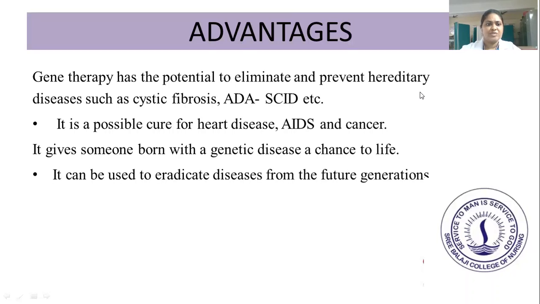And what are the advantages? Gene therapy has the potential to eliminate and prevent hereditary diseases such as cystic fibrosis, adenosine deaminase deficiency, and severe combined immunodeficiency. It is possible to cure heart disease, AIDS, and cancer. It gives someone born with a genetic disease a chance to live. It can be used to eradicate diseases for future generations because the father's genes can be cleansed so that the disease is not going to spread to the children.